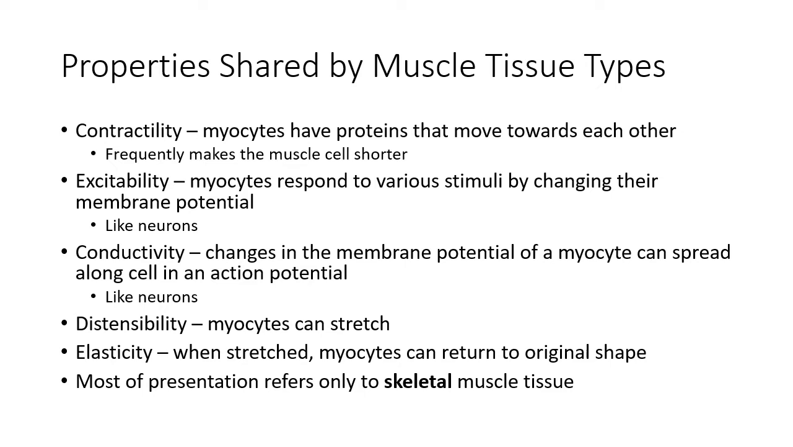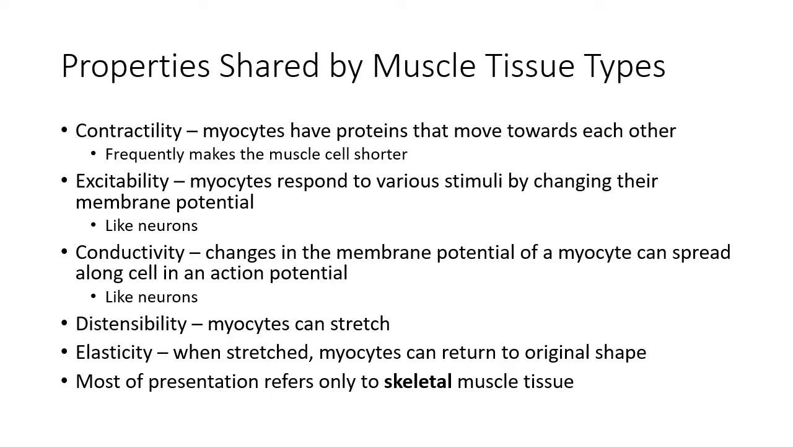All muscles are excitable, which means that the muscle cells can respond to stimuli. Usually that means that they respond to neurotransmitters, but some types of muscle can also respond to other things. And that response is a change in their membrane potential. So they're similar to neurons in that respect, where they have a membrane potential that will change once they've been stimulated. They also have conductivity.